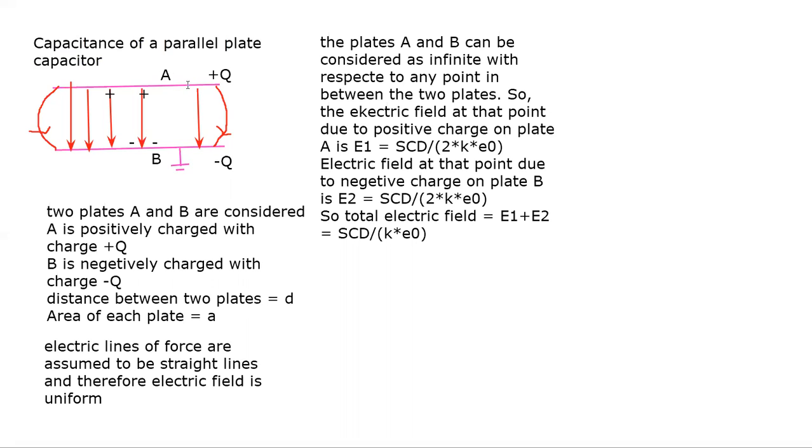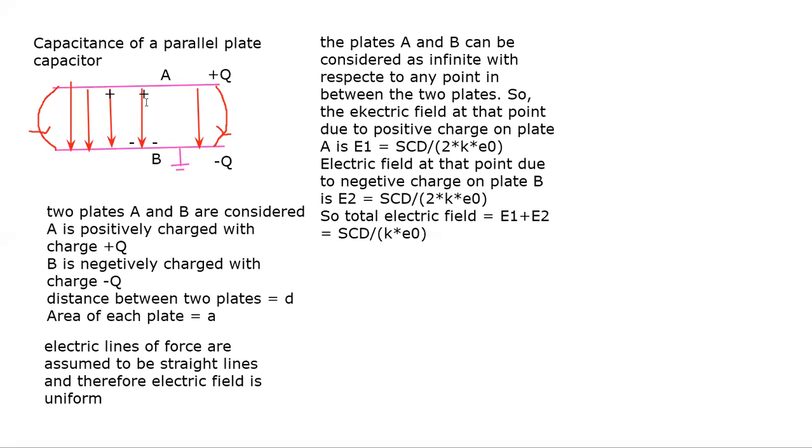This positive charge on plate A creates negative charge on the inside of plate B and positive charge on the outside of plate B. Now, as plate B is grounded, this positive charge goes to the ground and we are left with only the negative charge inside plate B. Okay. Now, distance between the two plates is considered as D and area of each plate is small a.